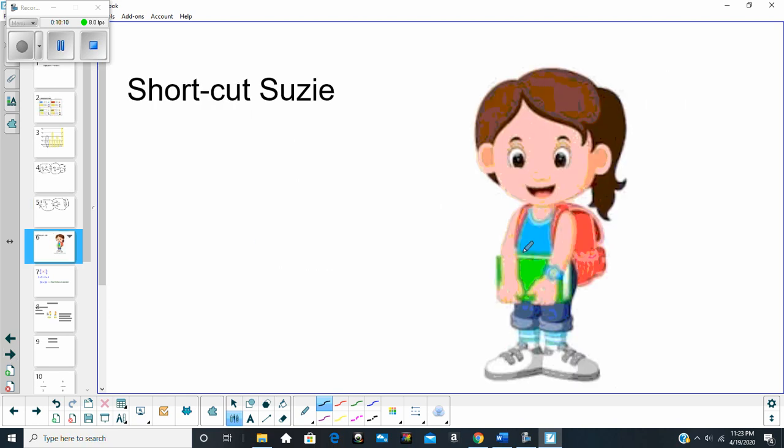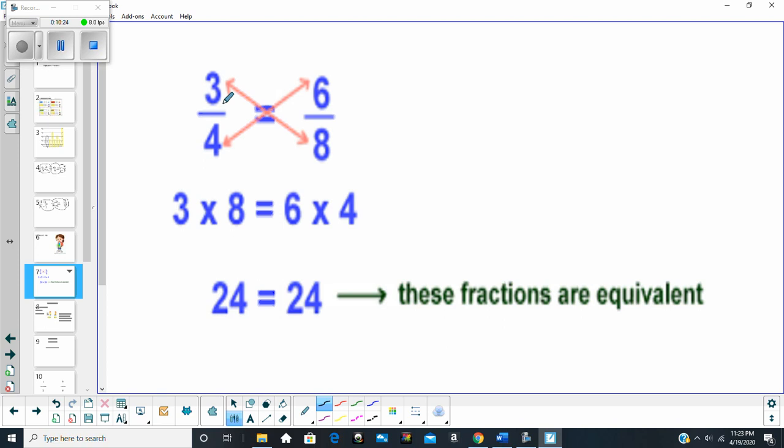Okay, so next we have Miss White's favorite, Shortcut Susie. So I'm going to show you a shortcut of how to look at two fractions and tell if they're equivalent. And you can do that by cross multiplying. What I mean by cross multiplying is taking the numerator of your first fraction and multiplying it by the denominator of your second fraction. So 3 times 8 is 24.